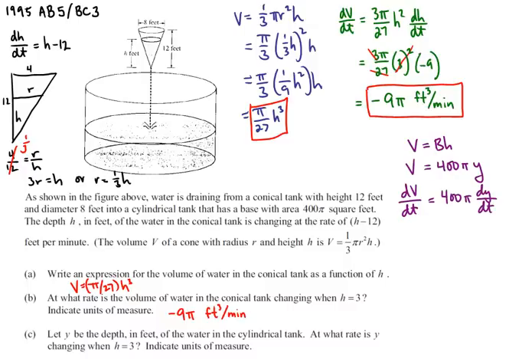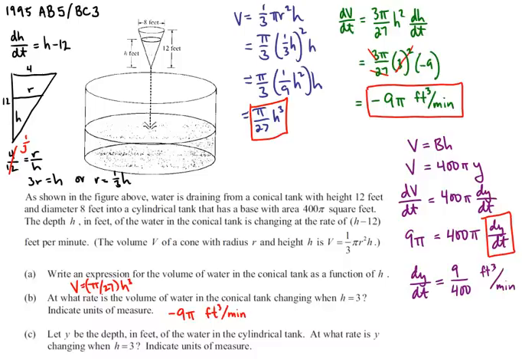Now, an important thing here is that the water is changing in the cylindrical tank at the opposite rate that it's changing in the conical tank. It's decreasing from the conical tank, but it's increasing into the cylindrical tank. So dV/dt is just 9 pi, and that's equal to 400 pi dy/dt, and we're trying to solve for dy/dt. So we divide both sides by 400 pi, and we end up with dy/dt is 9 over 400 feet cubed per minute. And that's our answer for part C. And that does it for this problem.